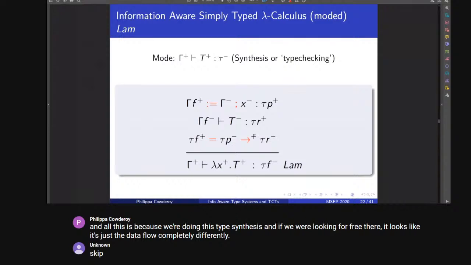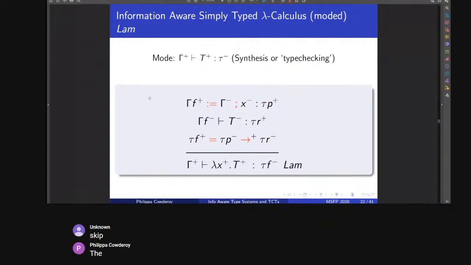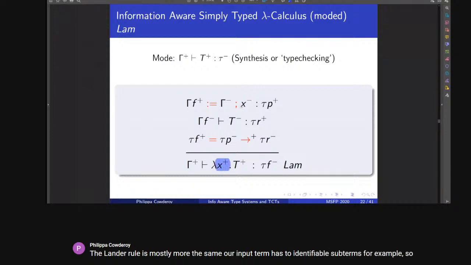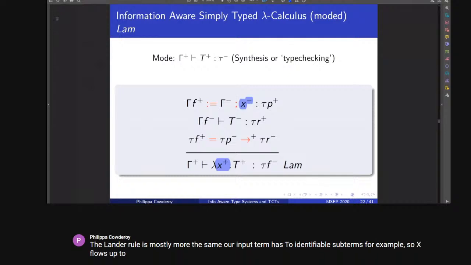The lambda rule is mostly more of the same. Our input term has two identifiable subterms, for example. So x flows up to here.